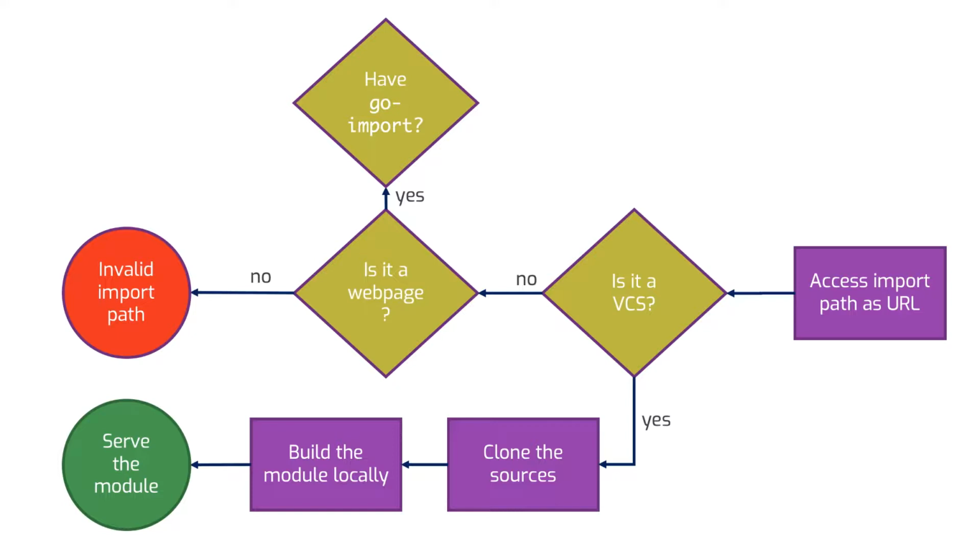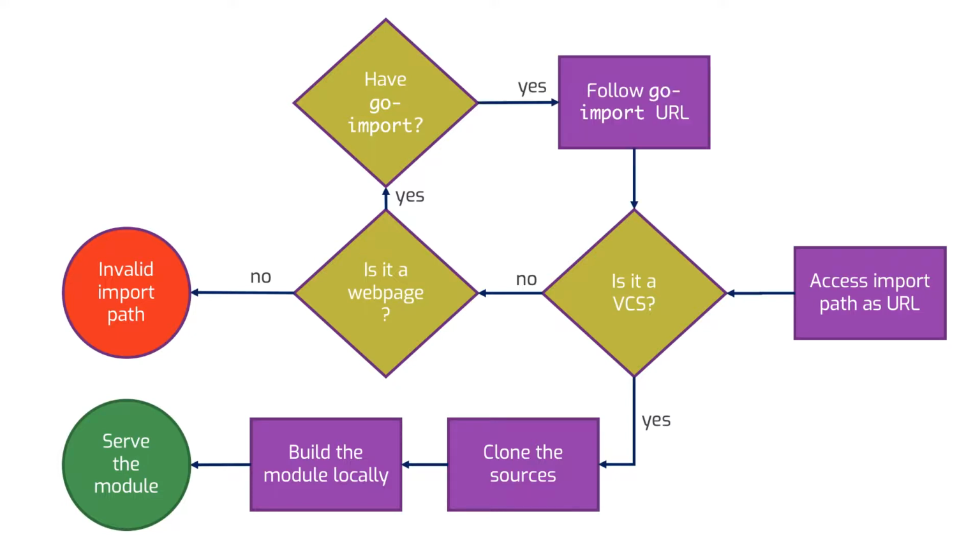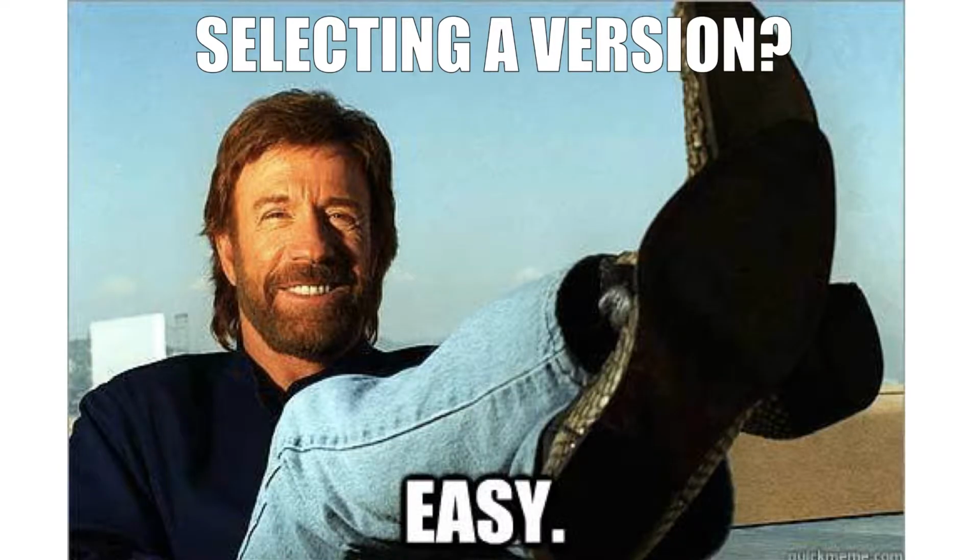in its HTML code. If the go-import meta tag exists, it will follow the go-import URL and will do this process again. Hopefully this time it is version control and we can clone it and build it, et cetera. So this is how it works. And if it doesn't have go-import, then it obviously fails.